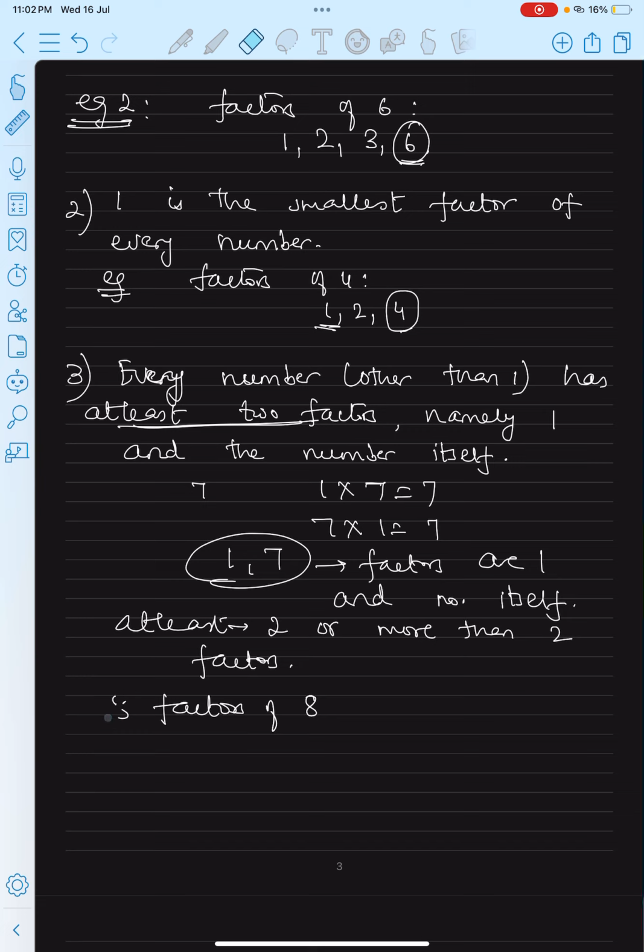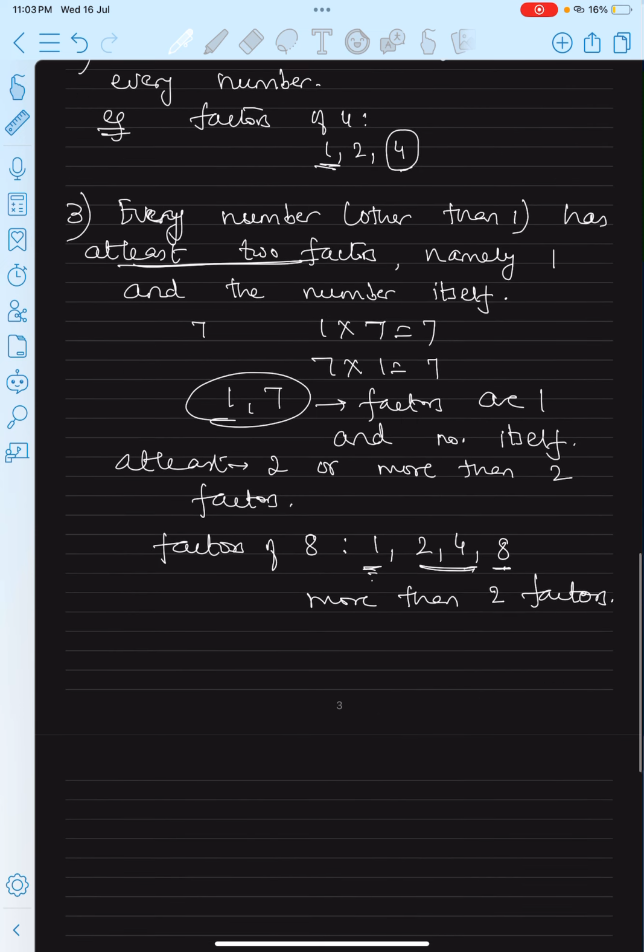Suppose I take factors of 8, then what will we write? 1, 2, 4, and the last number will be 8. Correct? So it has got 1, the number itself, and other than these two, we have got two other factors also. So more than two factors. At least means 2 or more than 2. Correct?